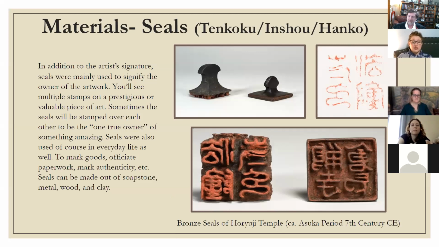Seals can be made out of soapstone, metal, wood, and clay. Now these on here from the Horyuji temple are made out of bronze, and these are from the Asuka period. So these are really ancient, if we think about it. These are from the 7th century.